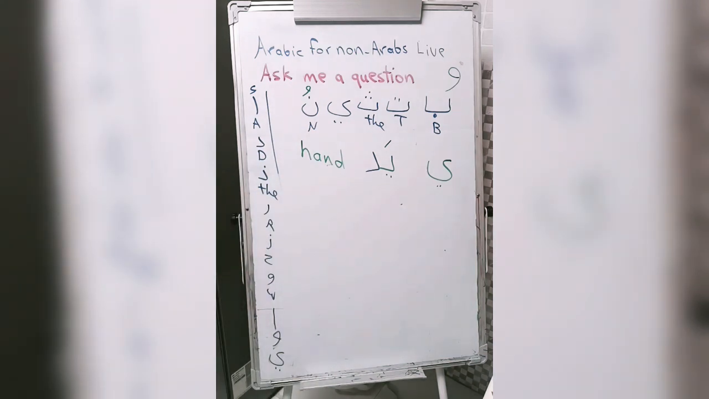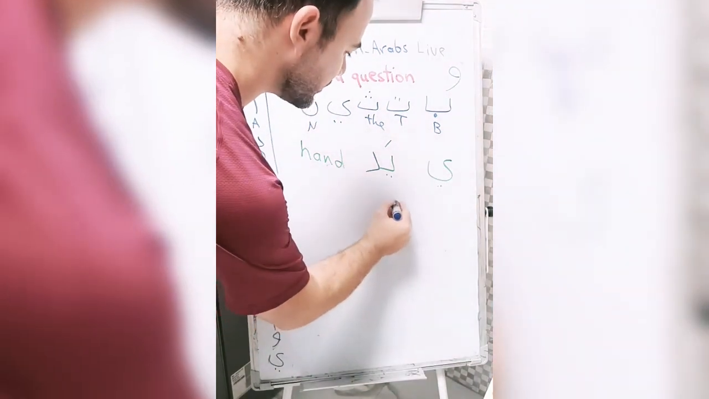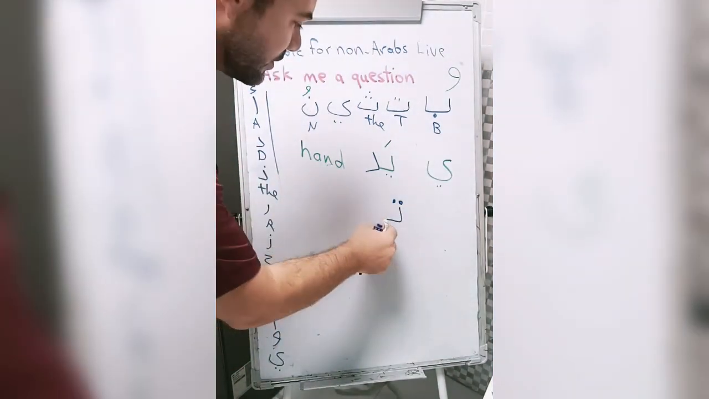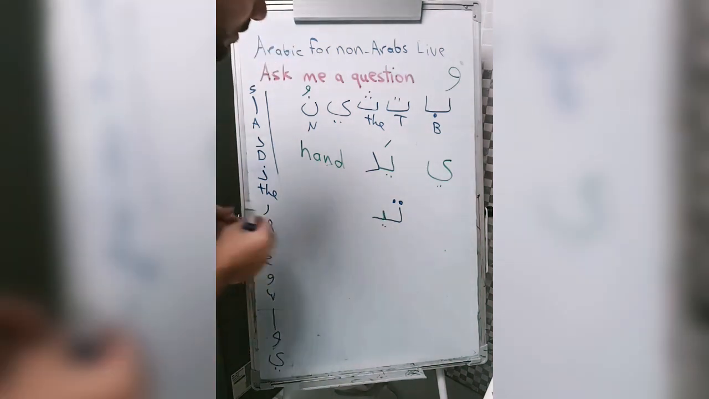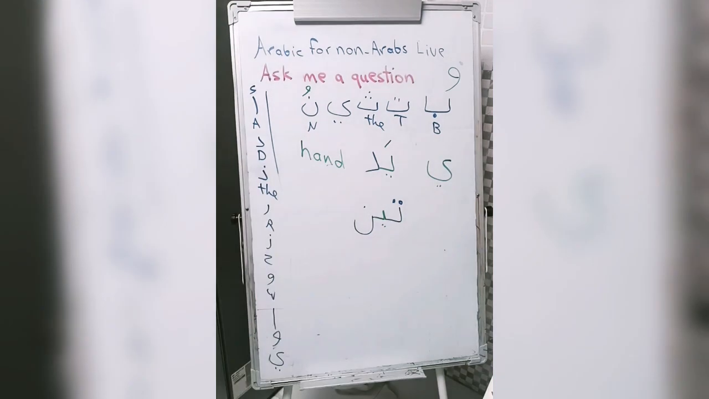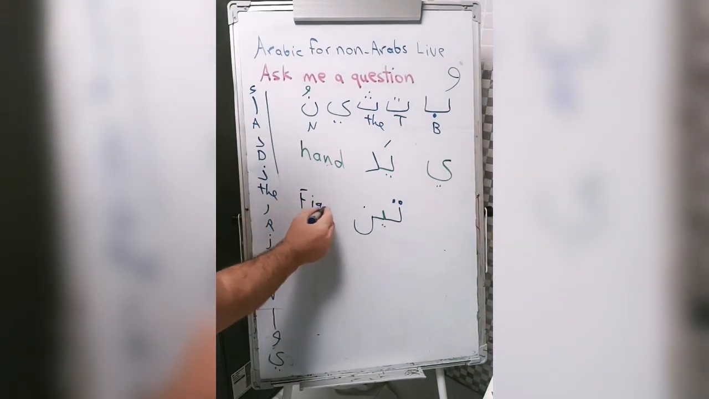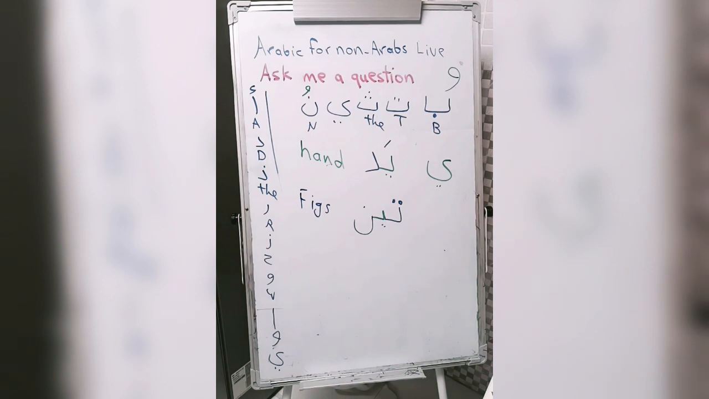Okay, look at ya, how we wrote it at the beginning. If it's in the middle, I'm going to write the word, for example, teen, and t, e, teen means figs. And look at E in the middle. Okay? And this is E in the middle. So E in the middle is different from the letter shape. That's why it's confusing to students.